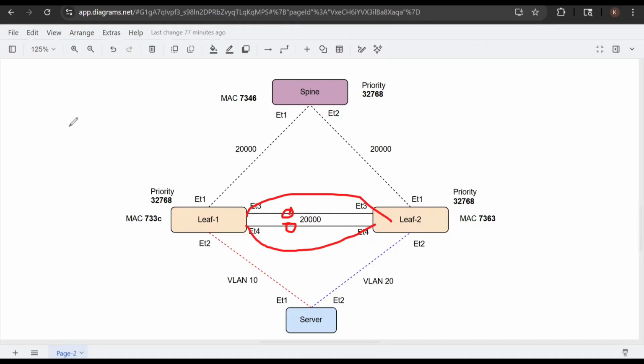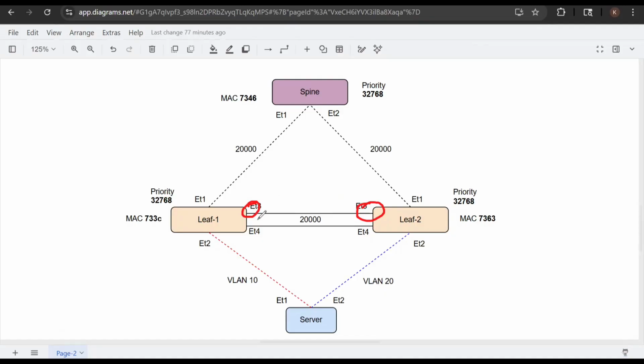Right now, the election is between ED3 on leaf 1 and ED3 on leaf 2. Whoever has the best BPDU wins. The best BPDU is the one with the lowest root path cost, lowest bridge ID, lowest MAC address, then lowest port ID. Whoever has the lowest will become the designated, and the other side will become the alternative.